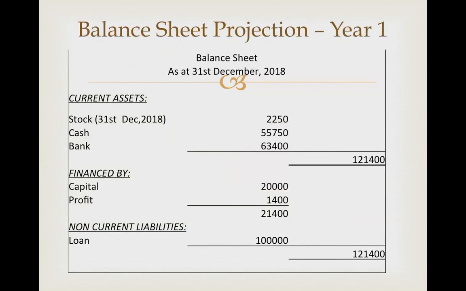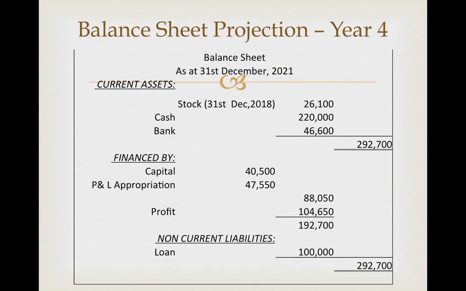$220,000. The balance sheet projection for year 1 showed that our closing stock was $2,220, but our cash in hand and our cash in bank were at a steady increase of $55,750 and $63,400 respectively. The balance sheet for year 4 also showed a closing stock of $26,100, which was a high increase, and the cash at hand was a steady $220,000 with the intention of further investment or further production.